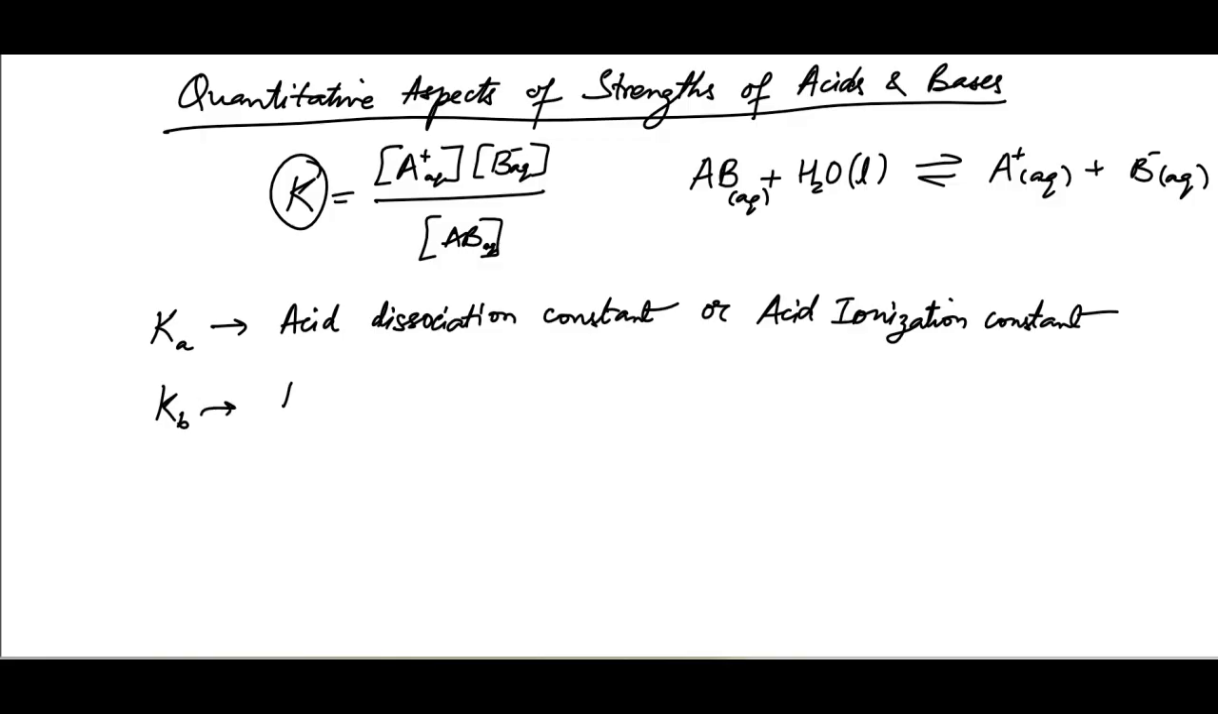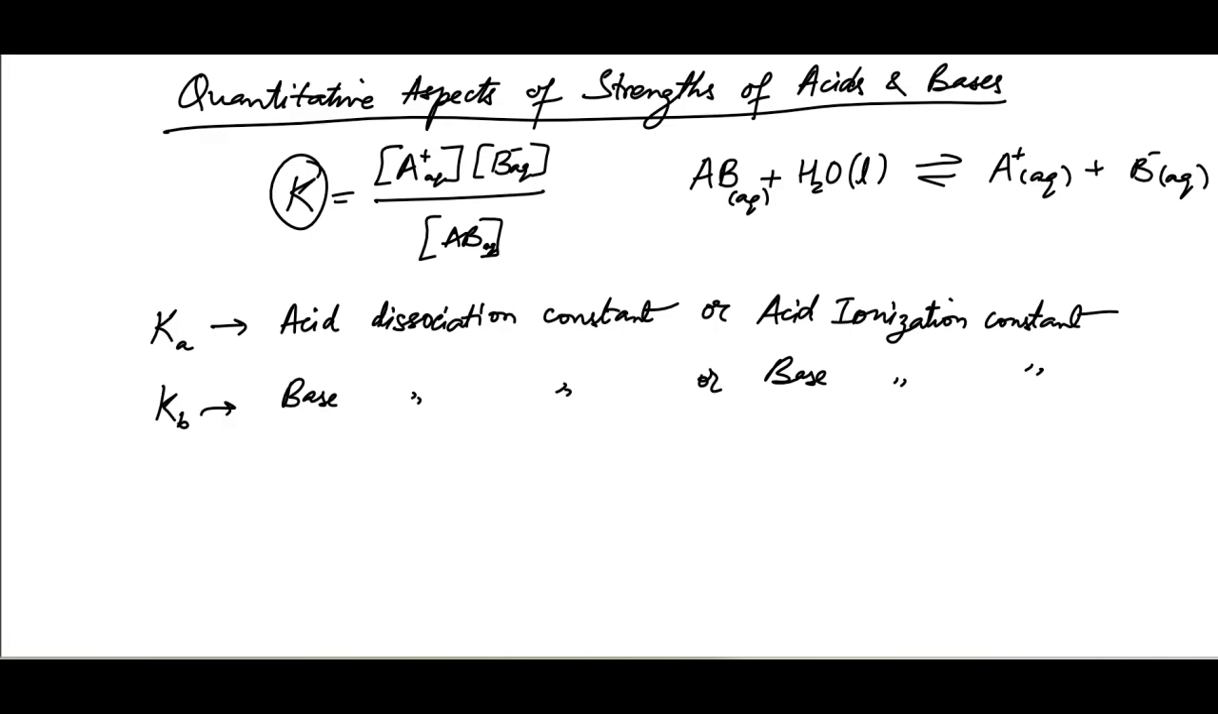And similarly, Kb we can call the dissociation constant of the base, or base dissociation constant, or base ionization constant, right? Now, Ka and Kb, just like K, are dependent on temperature, correct? So let's take examples now. Let's understand this in terms of an example.